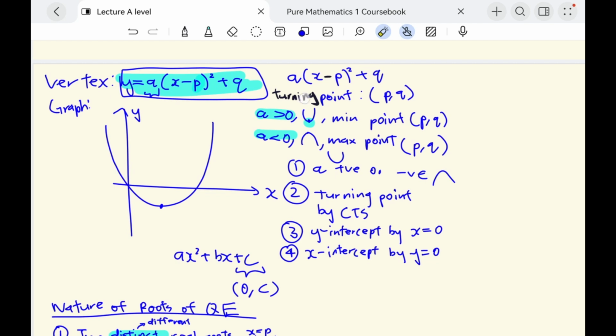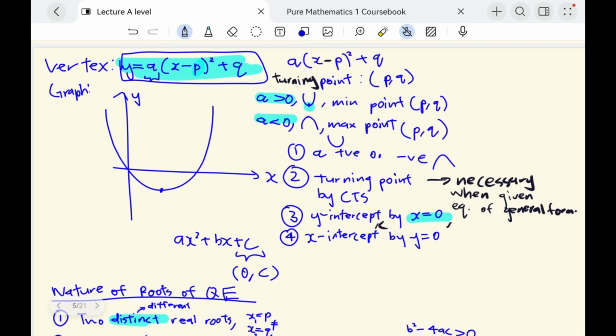Okay. So how to sketch a graph of the quadratic function? The first step is to identify whether a is positive or negative. Second is to find the turning point by the completing the square method. This method is necessary when you are given only a general form and you need to convert to vertex form. The third step is to find the y-intercept by letting x equal to 0. So the y-intercept is your c from the general form.